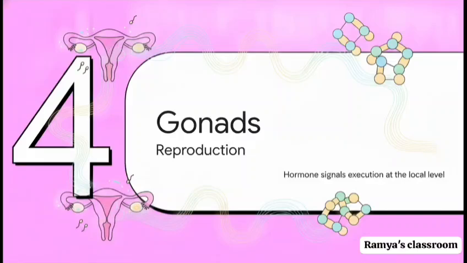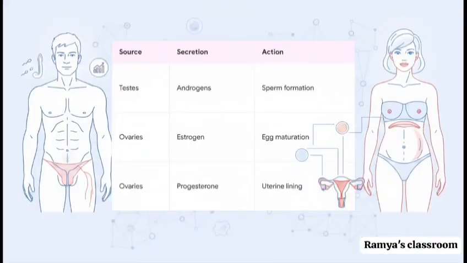Reproduction, gonads. All right, this is where the instructions that were originally sent by the pituitary's gonadotropins are actually executed locally. Our source breaks this down super clearly. In males, the testes secrete androgens, including testosterone. This is required for sperm formation, the development of genitals, and the maintenance of sexual traits and growth.